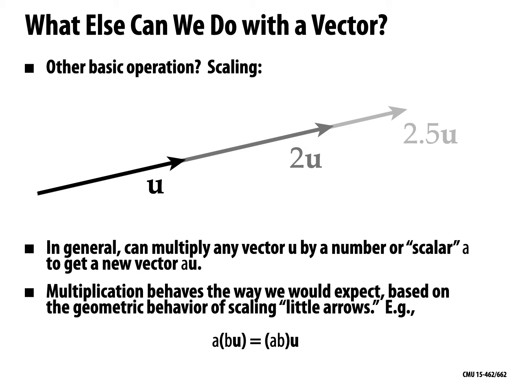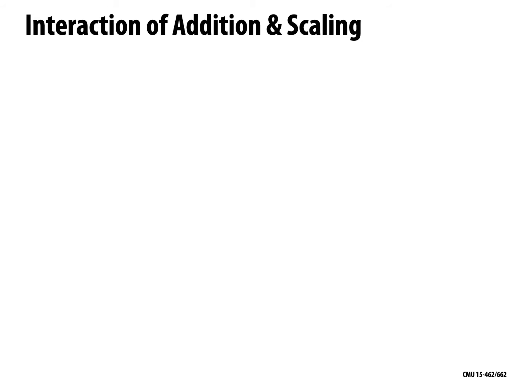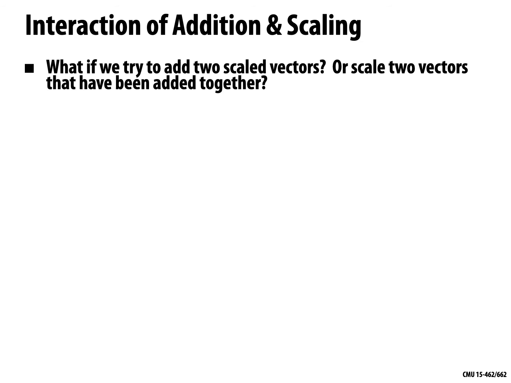Hopefully you can. Okay, and then once we have these two operations, we can start using them together. So for instance, what if we try to add two scaled vectors or scale two vectors that have been added together? So again, let's say we have two vectors, u and v. Their sum looks like this, u plus v. I go along u and then v, or v and then u, same thing.